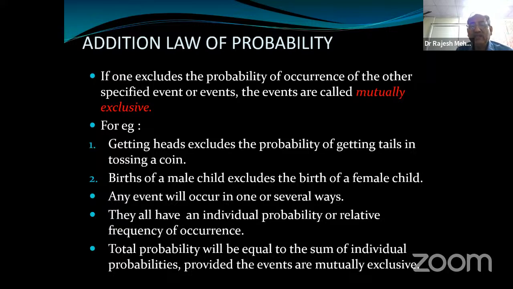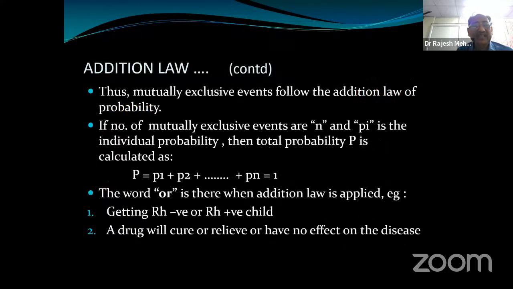Any event will occur in one or several ways. They all have an individual probability or relative frequency of occurrence. The total probability will be equal to the sum of the individual probabilities, provided the events are mutually exclusive. So this is the addition law of probability. Thus, mutually exclusive events follow the addition law of probability. If the number of mutually exclusive events is n and pi is the individual probability, then the total probability p is calculated as the sum of p1, p2, p3 up to pn.